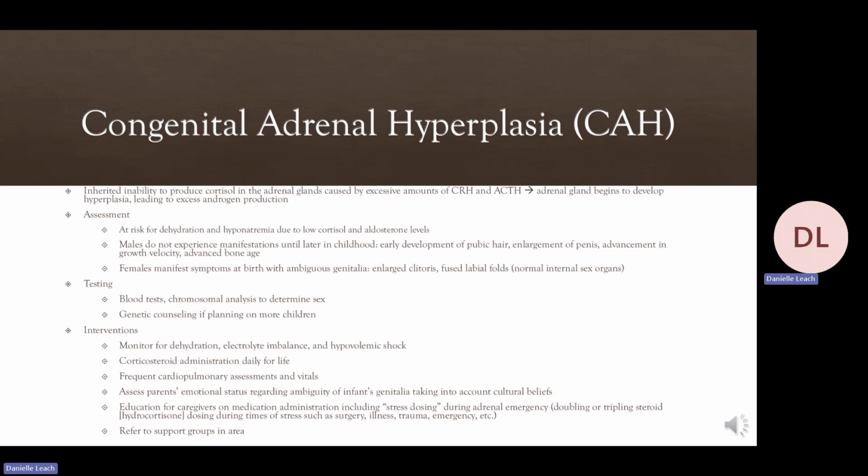So stress dosing is where we would double or triple their steroid dose during times of stress, such as if they need to have surgery, if they are sick with the flu, for example, if there is any sort of emergency. So basically, anytime the baby or child is under any sort of stress physically, we would double or triple their steroid dosage. We also want to refer to support groups in the area.